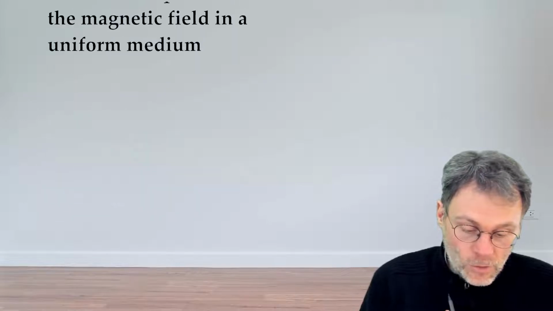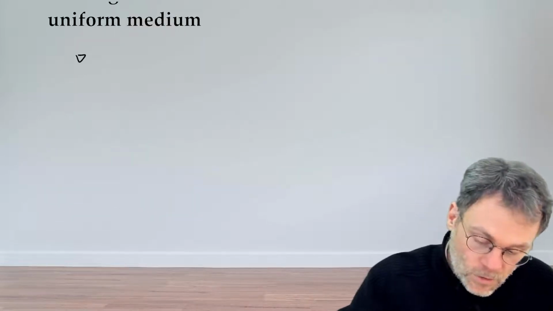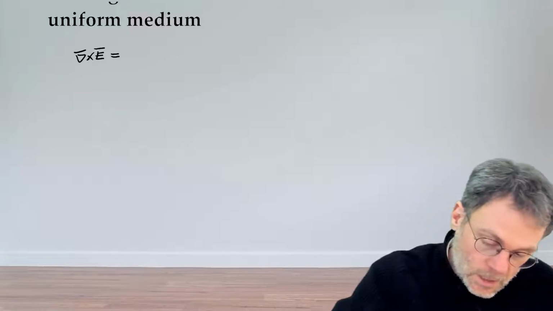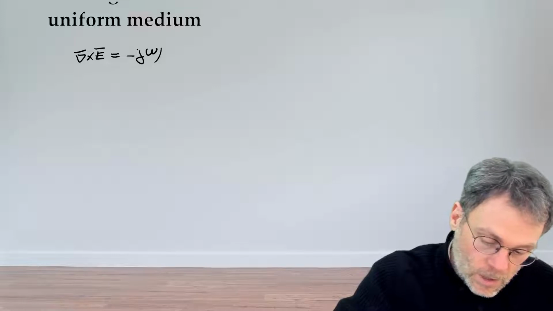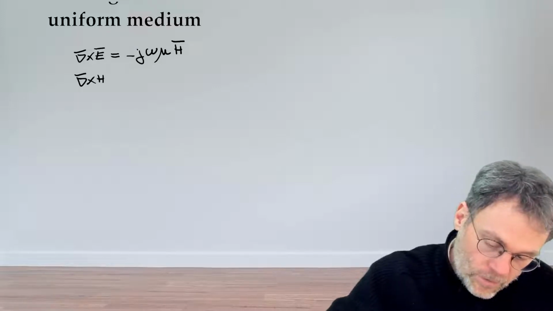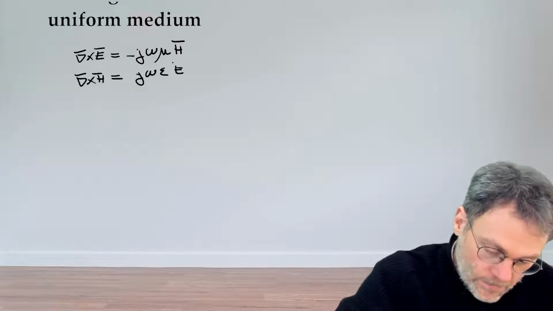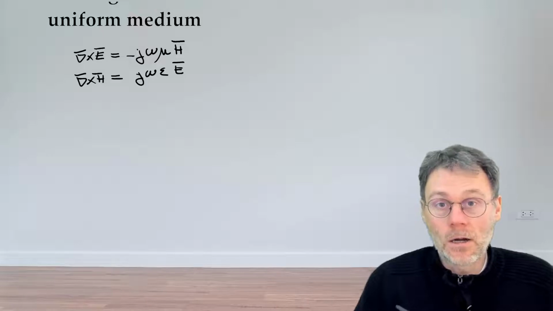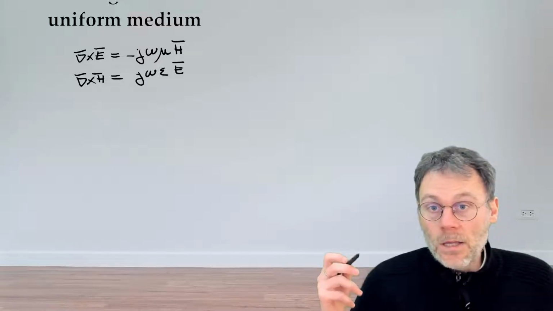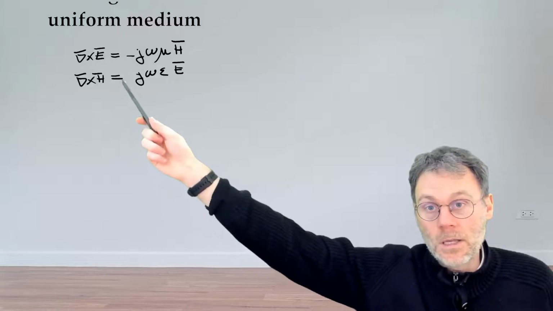Starting point, as usual, are our friends, the Maxwell equations in the frequency domain. So the curl of the electric field is minus j omega mu H, and then curl of H is j omega epsilon E. Remember, mu and epsilon are constants. We're working in uniform media. So the idea now is to eliminate E. We know what the curl of E is.